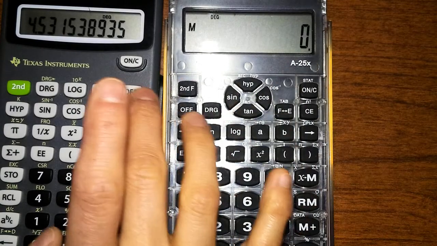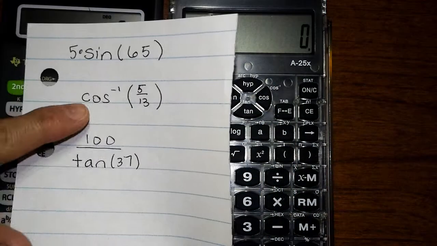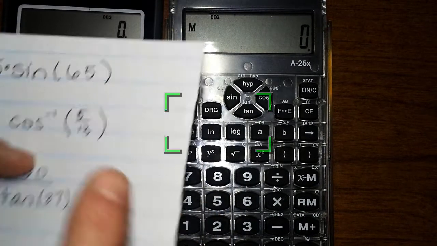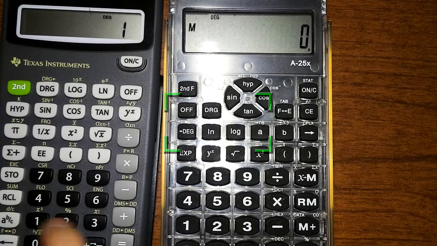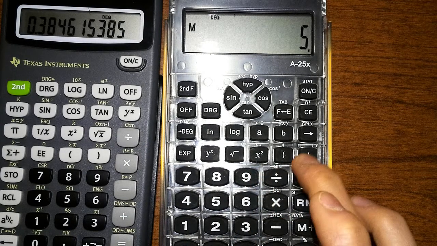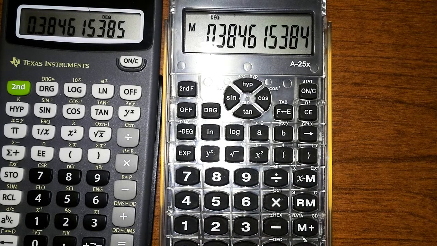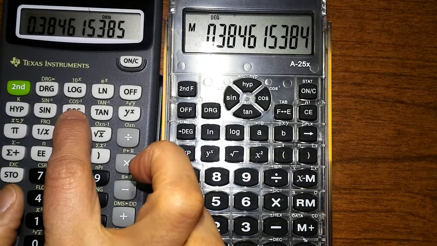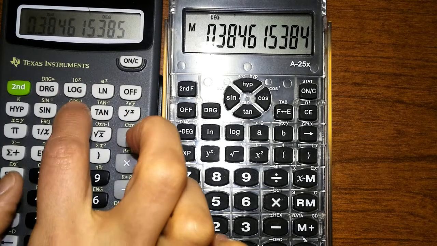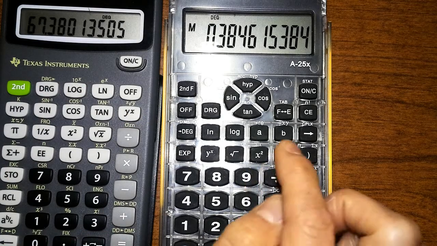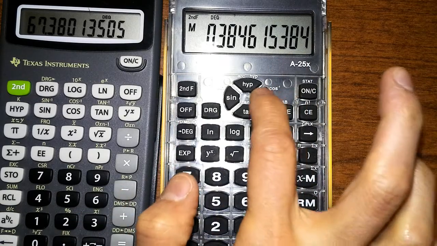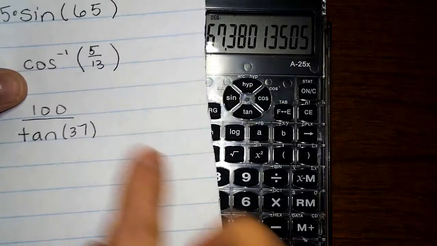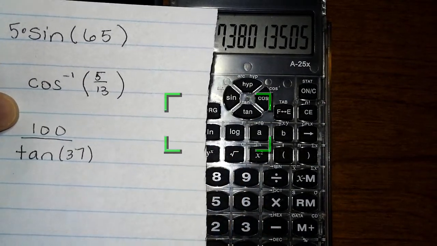Alright, let's look at the next one I want to try: cosine inverse of 5 over 13. Just like before, I'm going to have to start here with 5 over 13, so 5 divided by 13. Once I've done that, I'm going to press cosine inverse. Here to get cosine inverse, I'm going to say second cosine, and here as well, second cosine. You'll notice we get the same answer. That will be your final answer. But again, you'll have to do this first and then that.